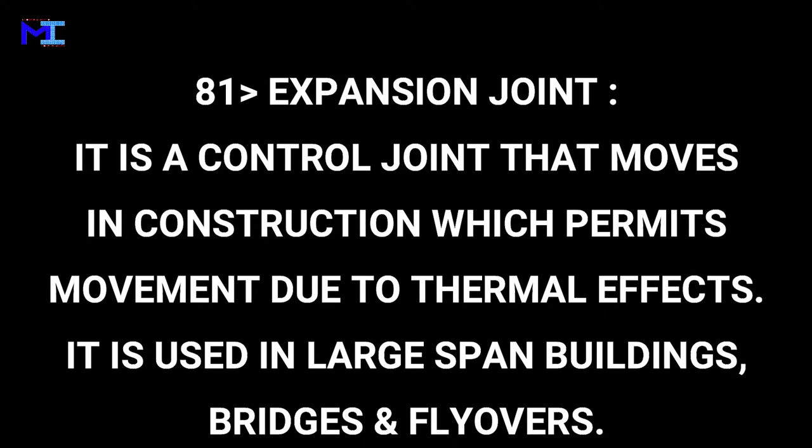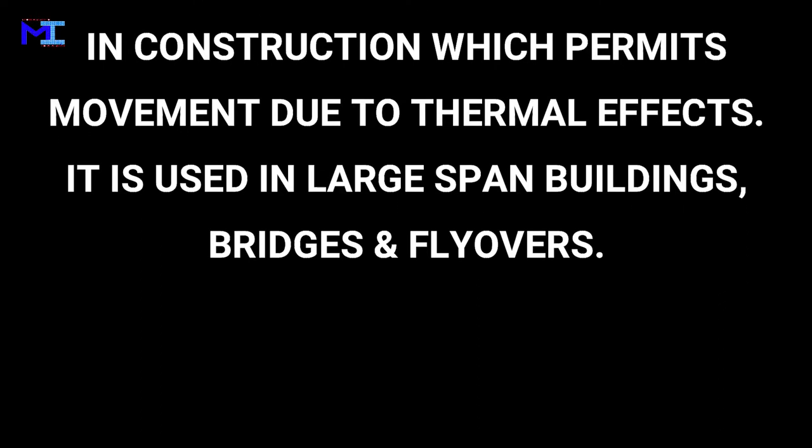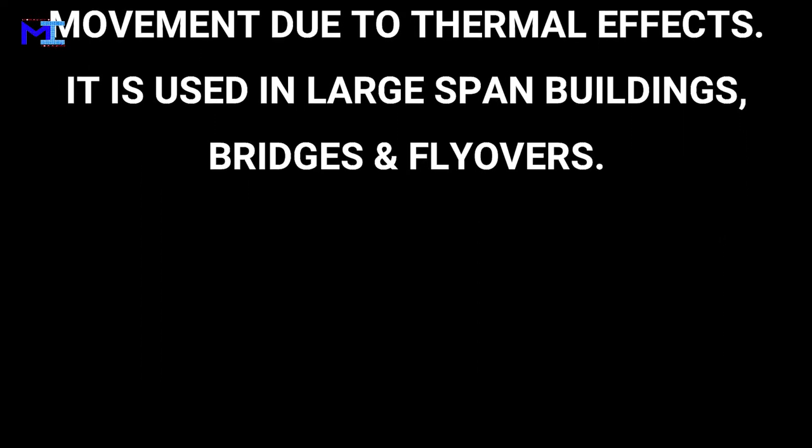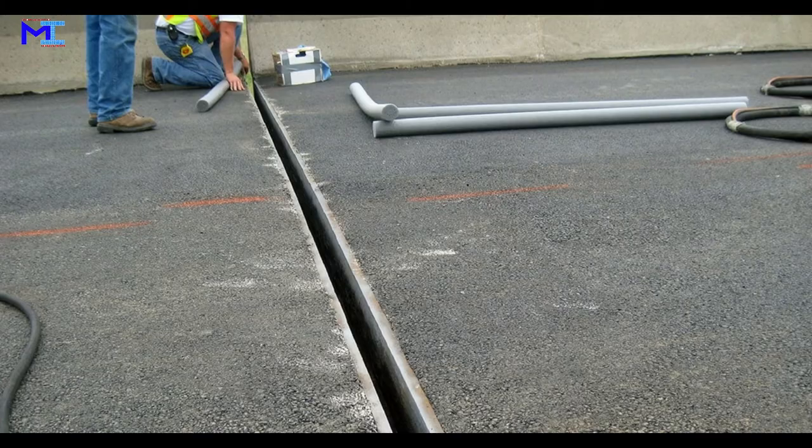Expansion joint. It is a control joint that moves in construction, which prevents damage due to thermal effects. It is used in large span buildings, bridges, and flyovers. Facade, front view or elevation of buildings.